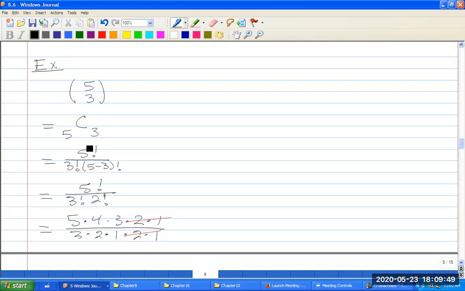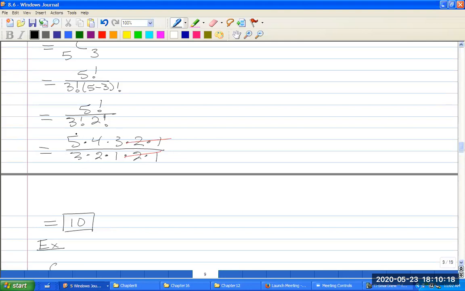Or use the fact that nCr is n factorial over r factorial times n minus r factorial. So 5 factorial over 3 factorial times 5 minus 3, which is 2 factorial. 5 factorial, 5 times 4 times 3 times 2 times 1. 3 factorial, 3 times 2 times 1. 2 factorial, 2 times 1. The 2 factorials cancel. So I get 5 times 4 times 3 over 3 times 2 times 1. 3's cancel. 20 divided by 2 is 10. So I just get 10.